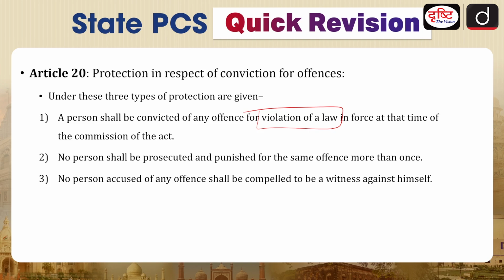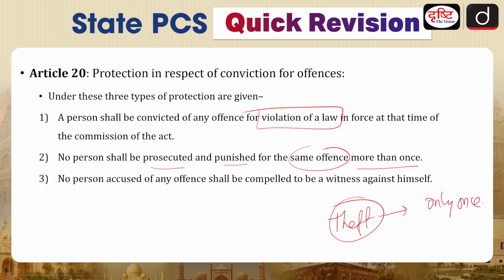Okay, and that particular act should be a crime on the day when it was committed. Second, no person shall be prosecuted and punished for the same offense more than once. Let's say someone has committed a theft. Now for that theft he will be punished only once and not again and again.